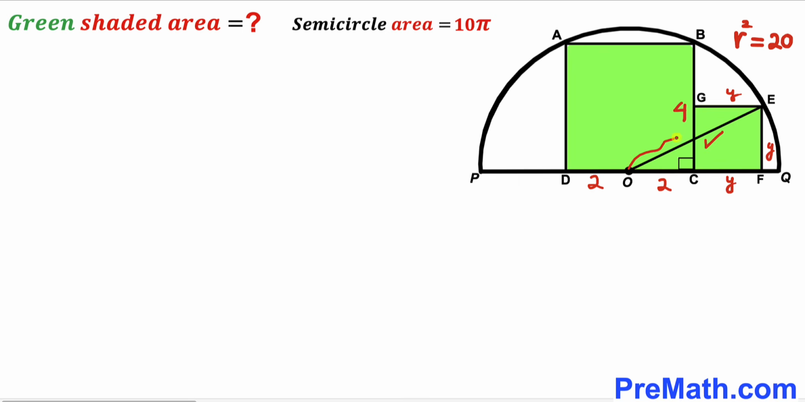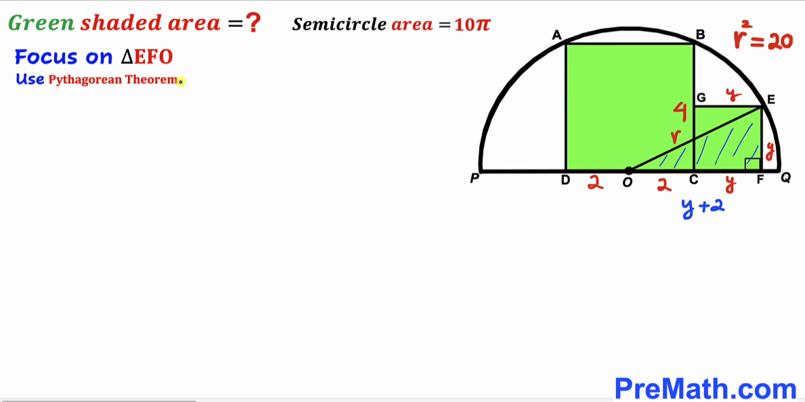We can see that this OE is the radius of this semicircle. So I'm going to label this one as lowercase r. And bear in mind that this angle has got to be a 90-degree angle, since we are dealing with the square. And now we can see that this segment OF is going to be y plus 2. And now we are going to focus on this right triangle EFO, and we are going to apply the Pythagorean theorem on this triangle as well.